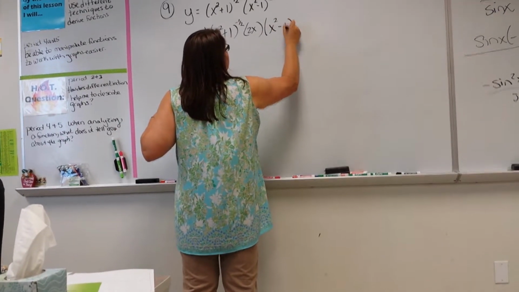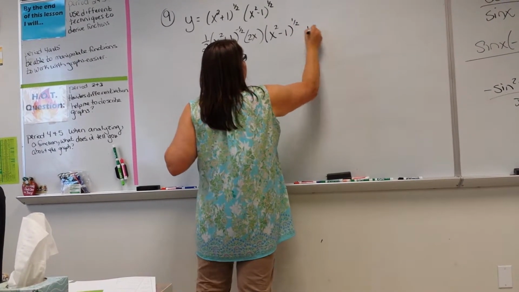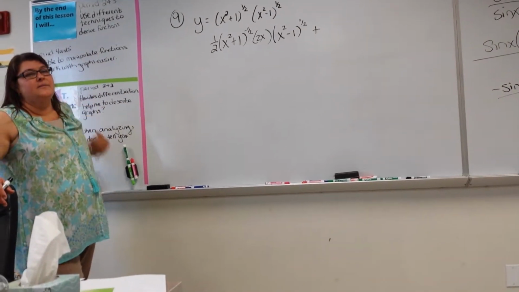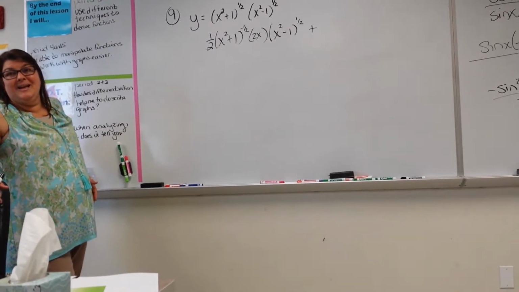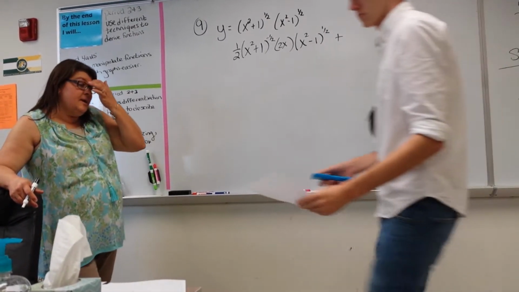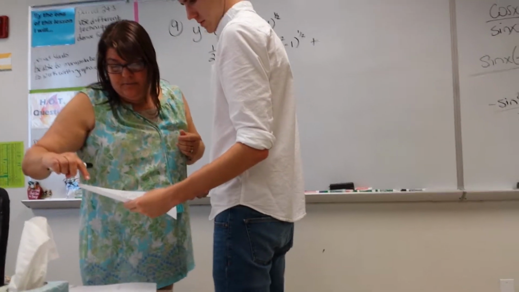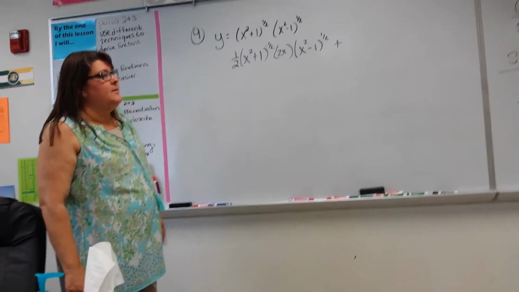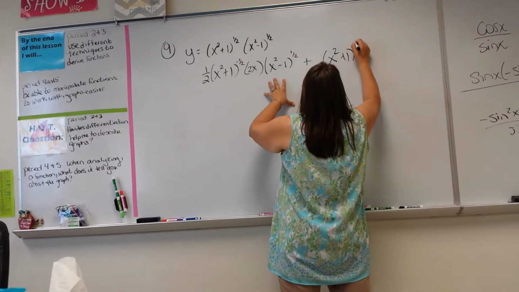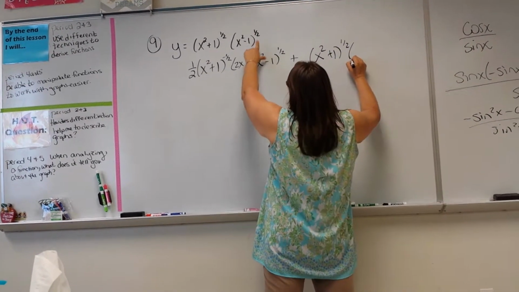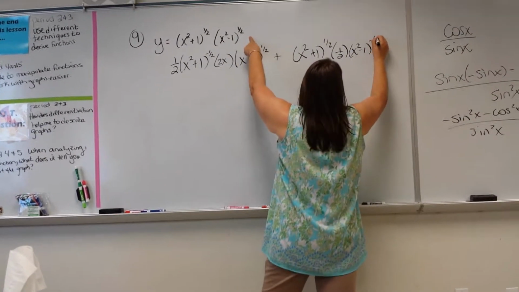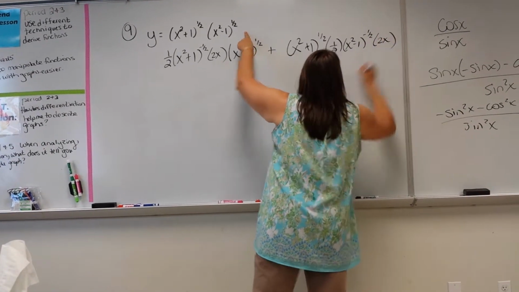With the 1/2, plus. We did the derivative of the first times the second, the 2x, plus. Is the 2x the derivative of the inside? Yes. Now, the next one. So derivative of the first times the second plus the first times the derivative of the second, which is 1/2 times (x squared minus 1) to the negative 1/2 times 2x.